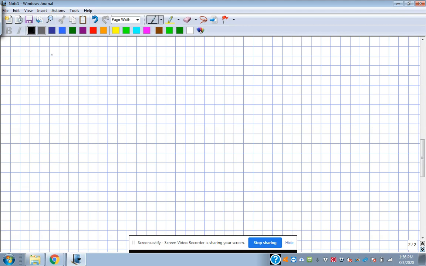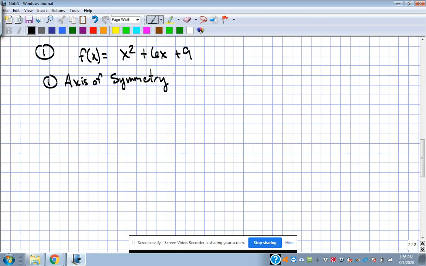Start with this one. Example 1: f of x is equal to x squared plus 6x plus 9. The first thing I'm going to find is the axis of symmetry. You can abbreviate that if you want to. I'm just going to write it out for notes purposes. That is in standard form: ax squared plus bx plus c. So that's in the right form to use the things that we just talked about. To find the axis of symmetry, we're going to use that formula, negative b over 2 times a.